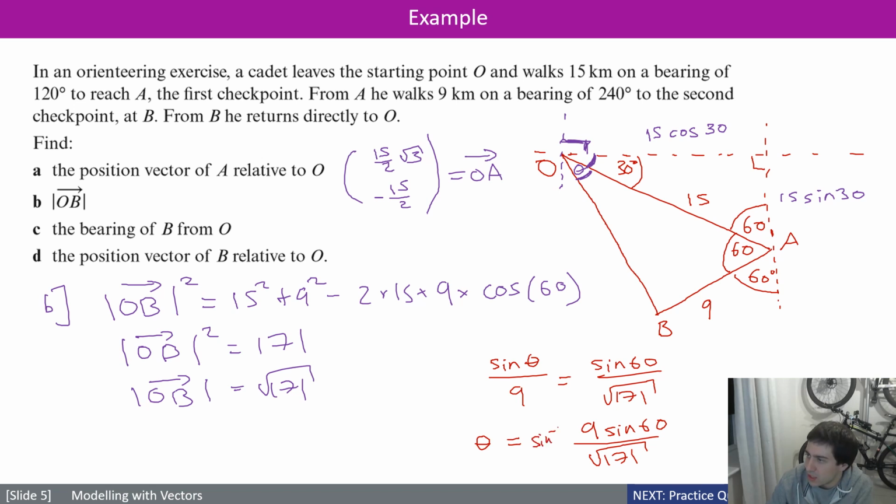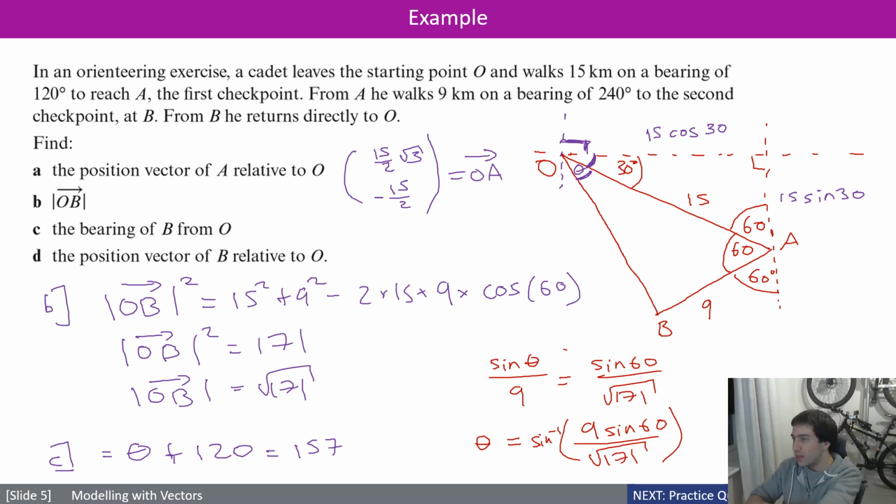Okay, so I'm just rearranging that equation. So we get our theta. So we do 9 times sine 60 over root 171, take sine inverse, and then we still need to just add on 30 and add on 90. And that should give us our final answer. So C is theta, whatever that turns out to be, plus 90 plus 30, so plus 120. And that should give us 157. Maybe double check on your calculator. You can always get a house point if it's wrong. So that should give 157 degrees. Cool.